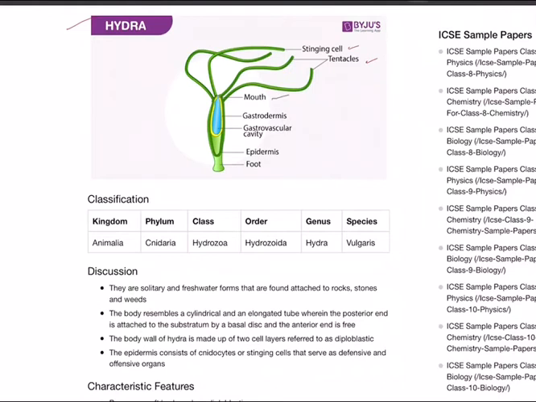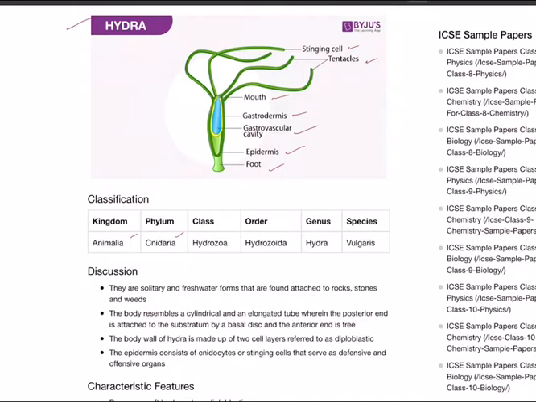In the diagram, show stinging cells, tentacles, mouth, gastrodermis, gastrovascular cavity, epidermis, foot. I'm expecting at least the tentacles, mouth, foot and the main body. And we call this the Cnidaria phylum.